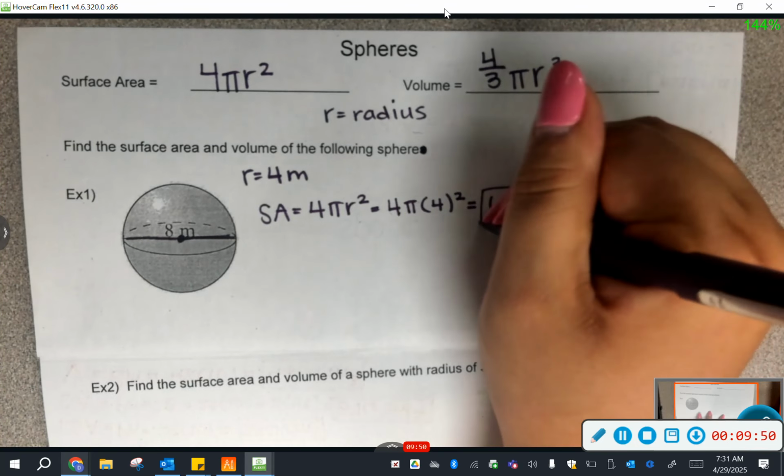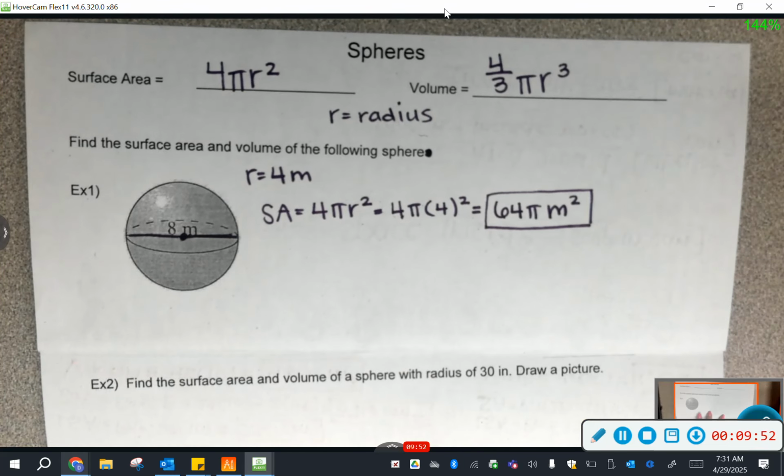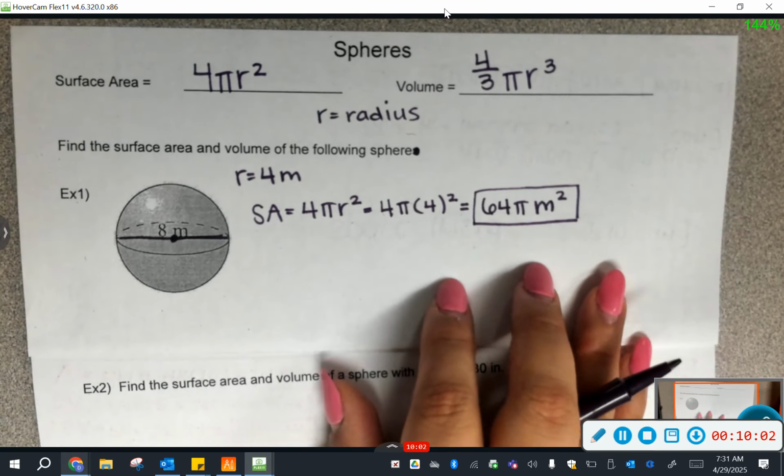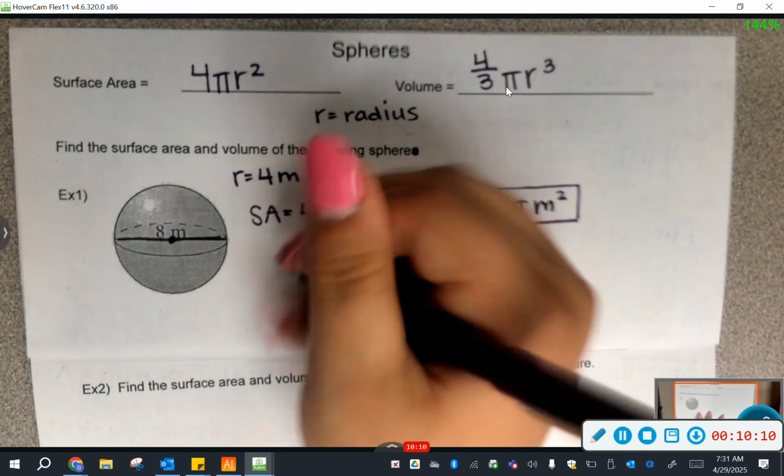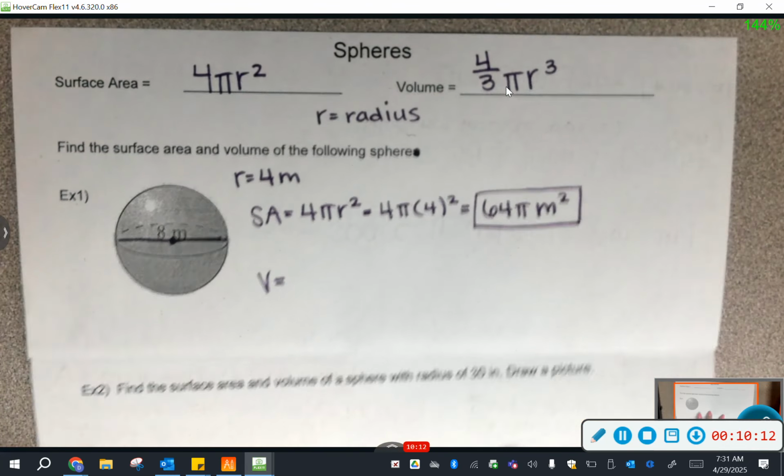Now with the sphere, do y'all notice there's only 2 equations? There's no lateral surface area. Why? There is no side. Because there's no sides or bases, right? It's just the surface area. So this would be 64 pi. That's my answer. Are we cool with that? Cool. Volume. How do I find volume?